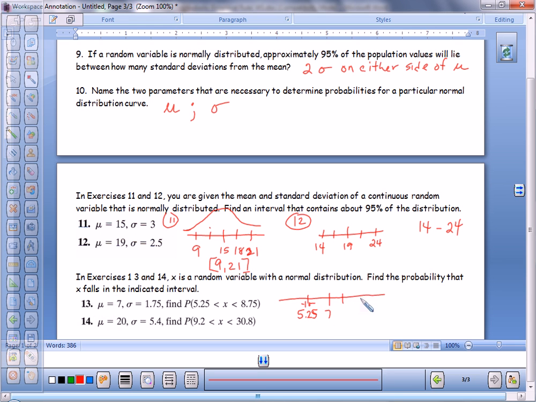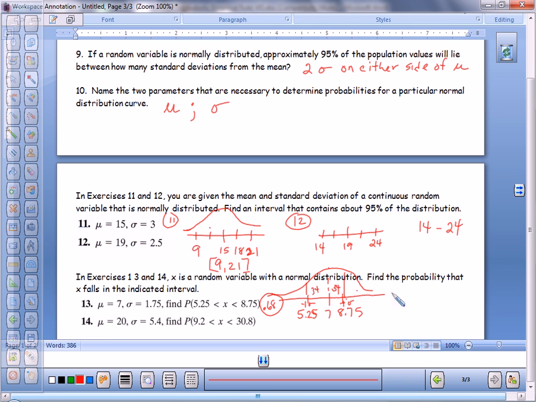And if I go up 1 standard deviation, plus the 1.75, that gets me to the 8.75. So I'm already there. So when we're looking at our curve, what percent of the data falls within 1 standard deviation of either side? That's the 34% and the 34%. So this is 0.68. The probability that it lies in this interval is 0.68.